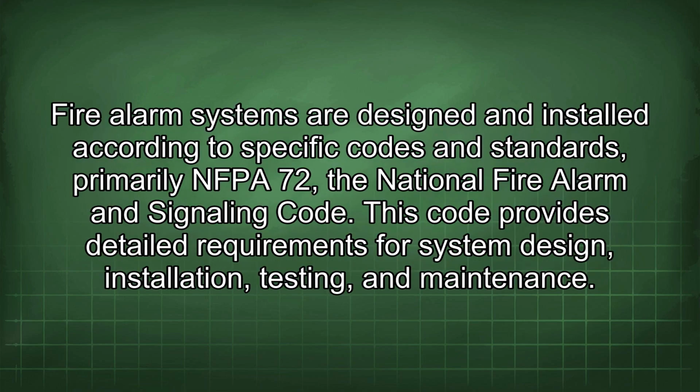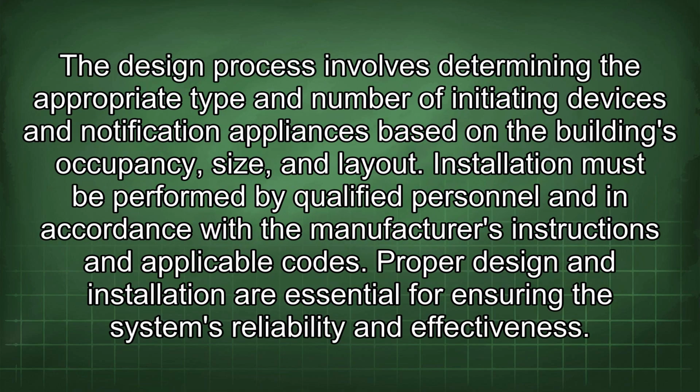Fire alarm systems are designed and installed according to specific codes and standards, primarily NFPA 72, the National Fire Alarm and Signaling Code. This code provides detailed requirements for system design, installation, testing, and maintenance. The design process involves determining the appropriate type and number of initiating devices and notification appliances based on the building's occupancy, size, and layout. Installation must be performed by qualified personnel and in accordance with the manufacturer's instructions and applicable codes. Proper design and installation are essential for ensuring the system's reliability and effectiveness.